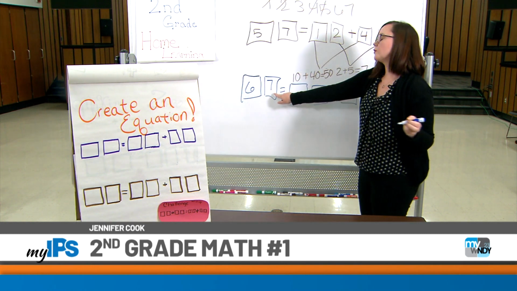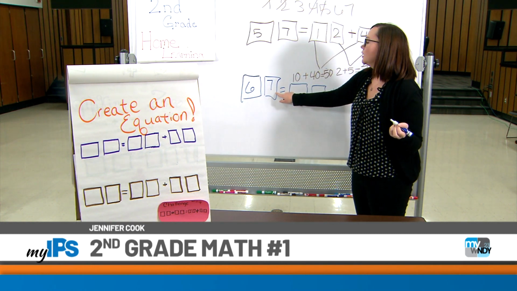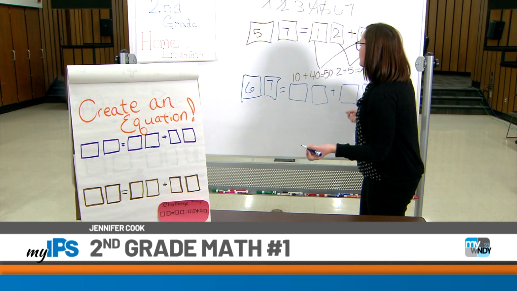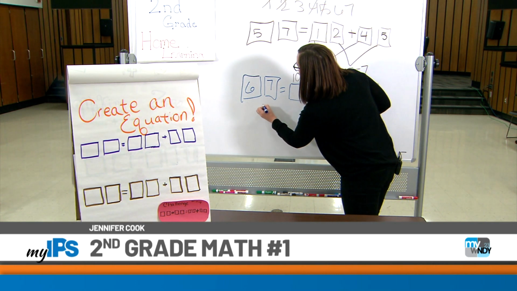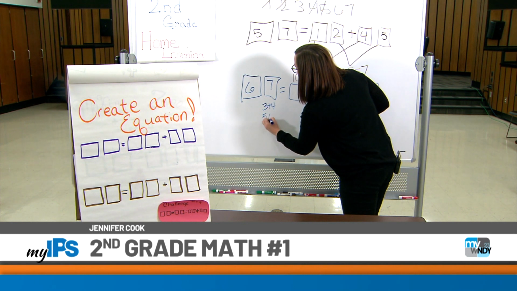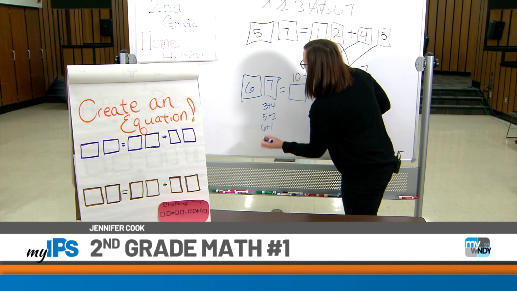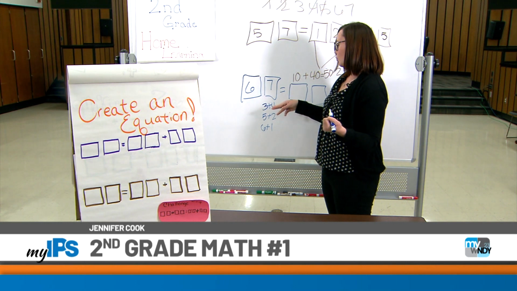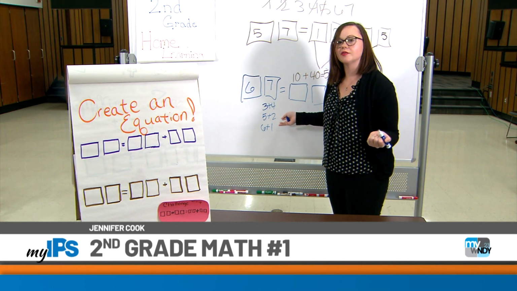So I'm going to look at my ones place value, and I'm going to come up with a number that makes 7. So I can use 3 plus 4. I can use 5 plus 2. I can use 6 plus 1. Those will all give me the sum of 7.